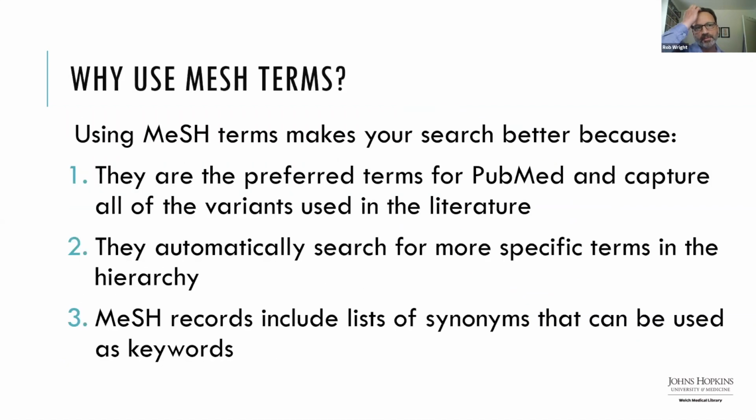So why use these MeSH terms? They make your search better because they're the preferred terms that PubMed uses. So definitely tapping into the ways that PubMed describes articles is really powerful. They also automatically search for more specific terms in the hierarchy. So based on those hierarchies you saw in the previous slide, everything below what was in bold is going to be found if you use that parent MeSH term. The parent MeSH term will find all the child terms. And then also MeSH records include lists of synonyms that can be used as keywords, which we'll talk about in a bit.